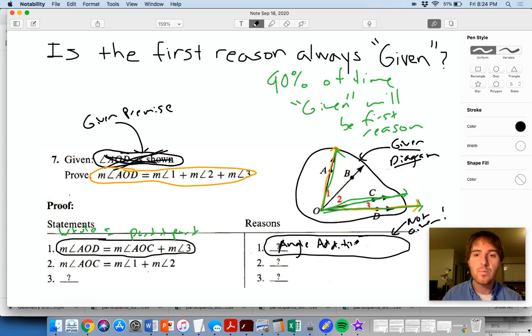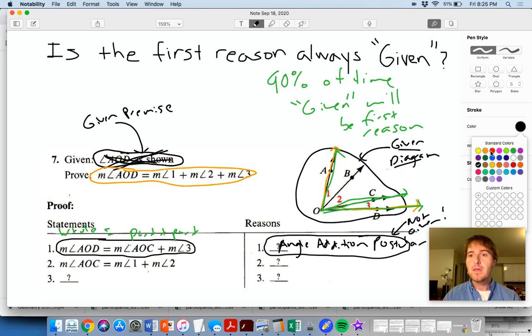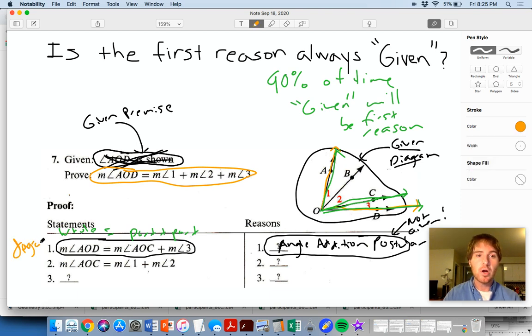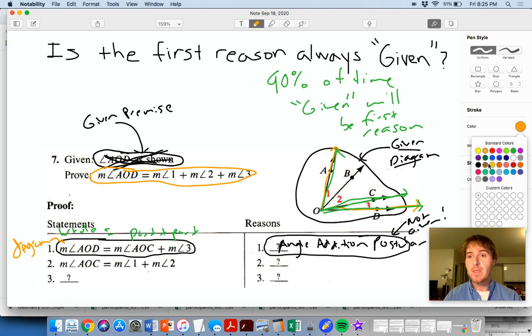So if you just look at the diagram, and you notice that you have a part plus part equals whole relationship, you can take what's in the diagram right here, put that part plus part equals whole relationship here, and then say the reason: the reason is angle addition postulate. All right, that's step one.